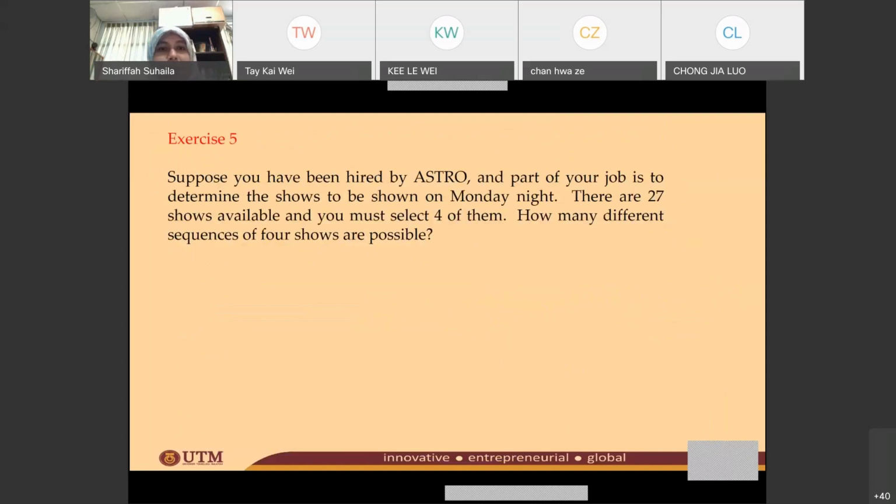Okay, so try this one. Suppose you have been hired by Astro and part of your job is to determine the shows to be shown on Monday night. So there are 27 shows available and you must select 4 of them. Okay, how many different sequences of 4 shows are possible? So what is your answer?